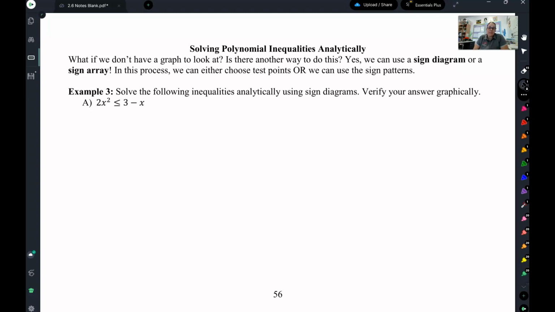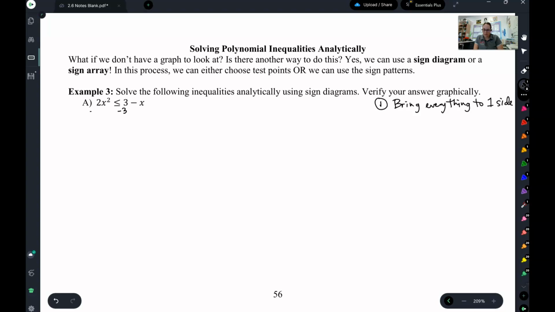Let's talk about how to solve these by hand. First off, we're going to list our steps over here for what we're going to do. Step 1, if you need to do these by hand, the easiest thing to do is to start by bringing everything to one side. So I'm going to start that over here. I'm going to minus 3 to both sides and add x to both sides. So I have 2x squared plus x minus 3 is less than or equal to 0.